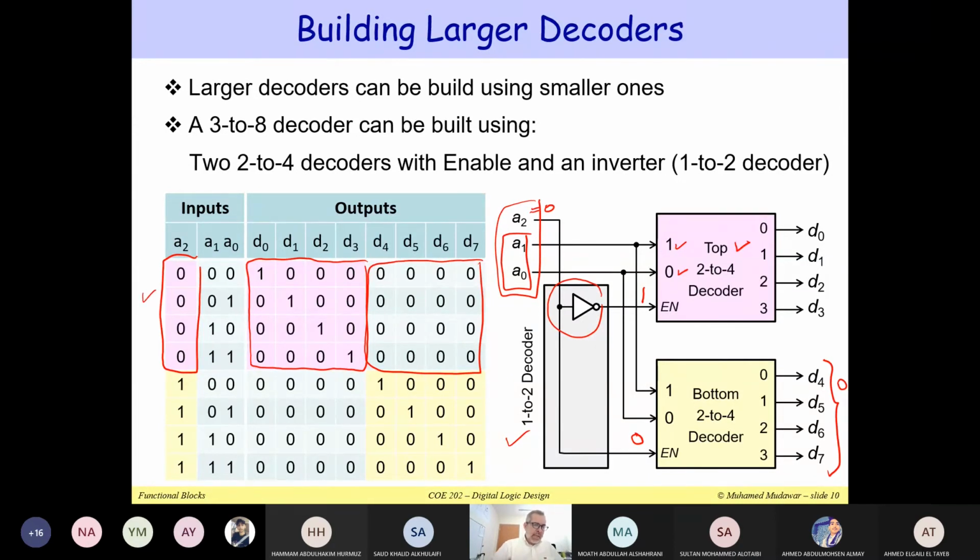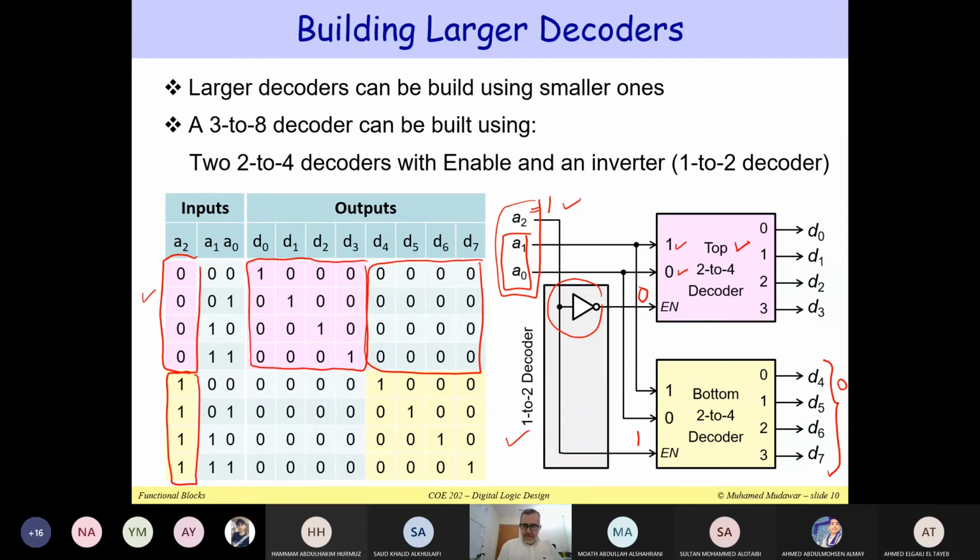Notice that D4, D5, D6, D7 are all zeros. That's if A2 is equal to 0. We are enabling the top decoder and we are disabling the bottom decoder. For this reason, D4 through D7 are all zeros. Now, suppose that we reverse this. We make A2 equal to 1. So now this is inverted, so this becomes 0. This is the same as connecting A2 directly to the bottom decoder. So we are disabling the top decoder and we are enabling the bottom one. That's when A2 is equal to 1. That's actually shown here.